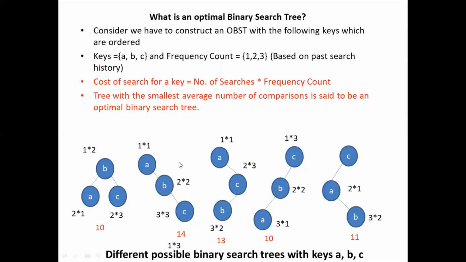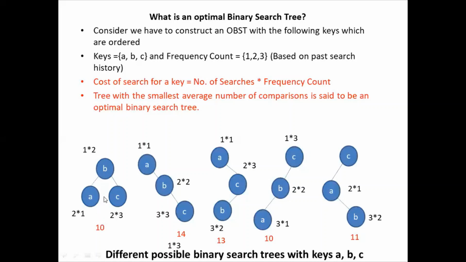Now, going to the next step, let's assume that we have to look for certain key elements from this tree. Assume that I'm looking for, or locating, the key element B. What would be the number of accesses that I would take in order to locate B? B is at the root level, and hence the number of searches for B would be only 1. And what is its frequency count? It is given as 2. Hence, the total number of comparisons required for B would be 2.